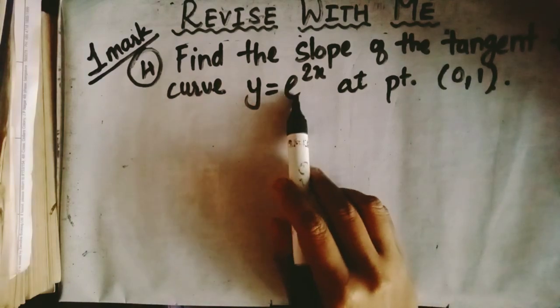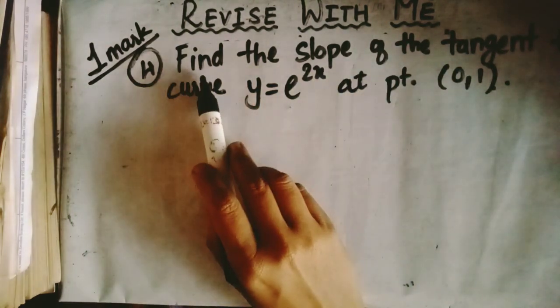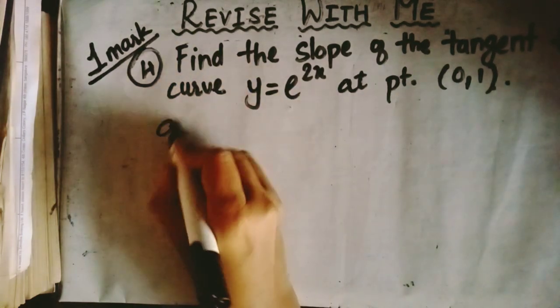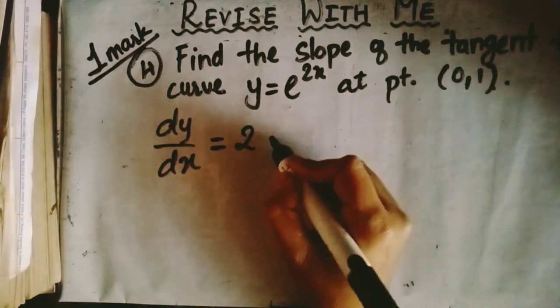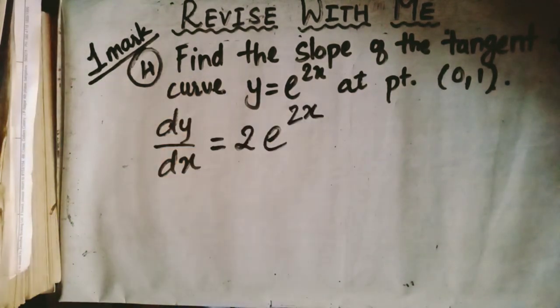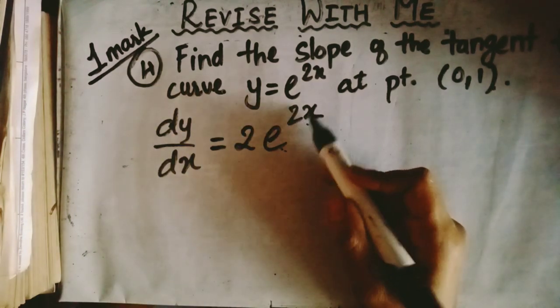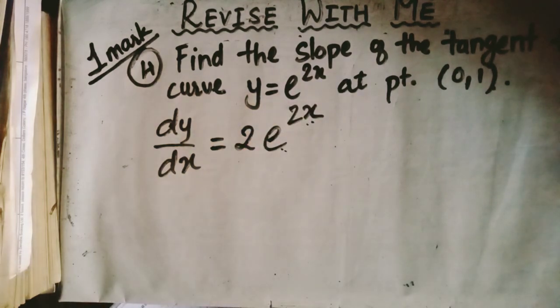Find the slope of the tangent to the curve y equals e raised to 2x at point 0, 1. Slope is given by the derivative, right? So dy by dx is 2 e raised to 2x. E raised to 2x derivative is e raised to 2x, and then you have to write the derivative of 2x, which is 2.